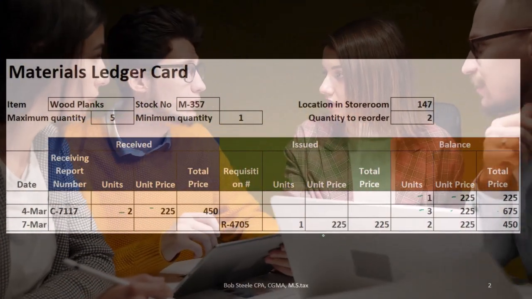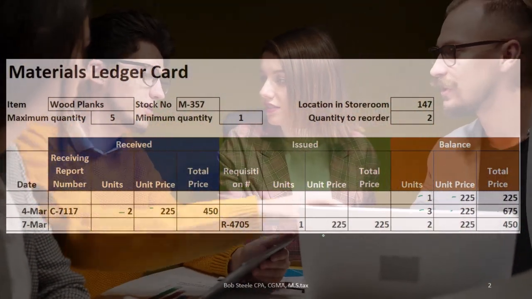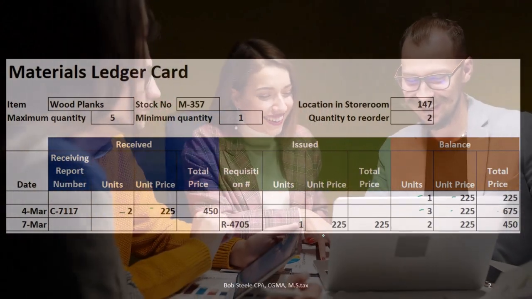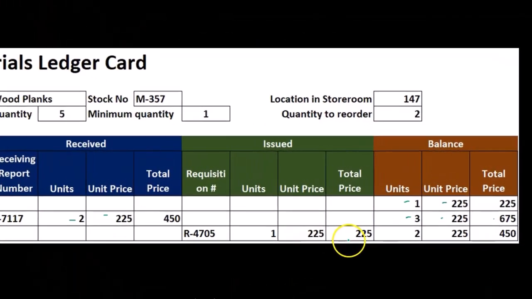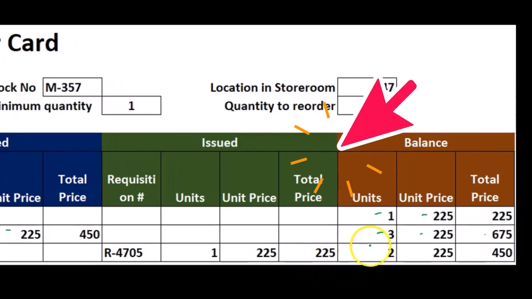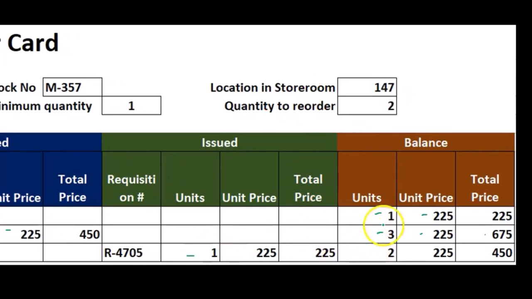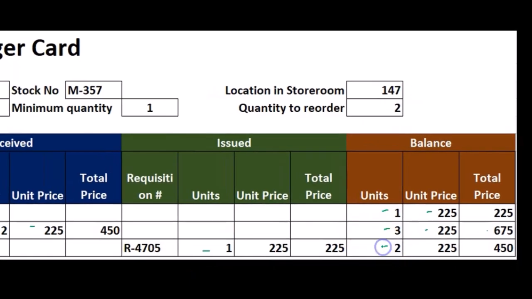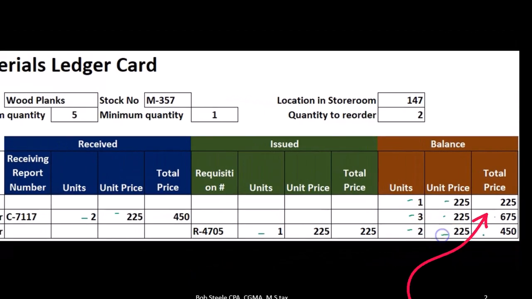Notice this isn't the sales price. We're not dealing with any sales. This is all internal, going from one department to another, now to work in process, to the factory. Here's the total. If we go to the balance, then we had three units. We just issued one from the warehouse. So how many are left in the warehouse? Only two, times the 225, and that gives us the 450.